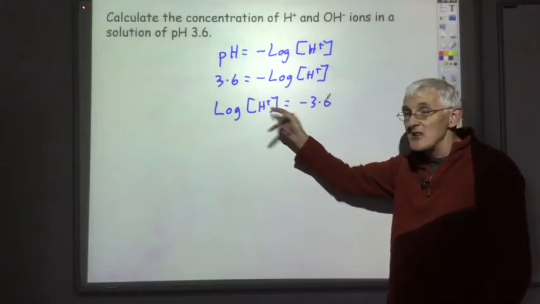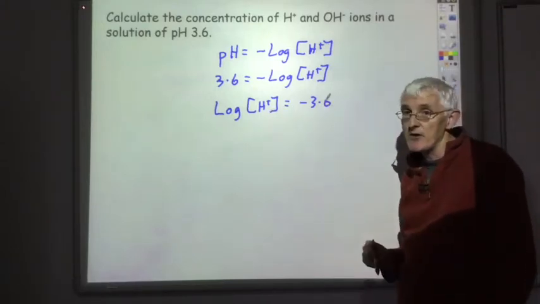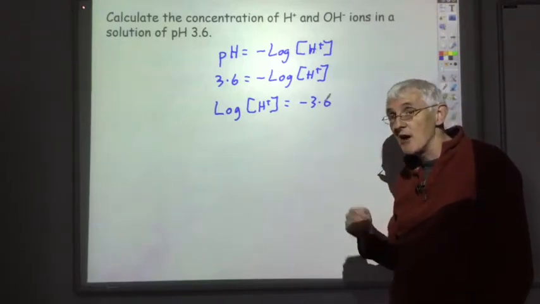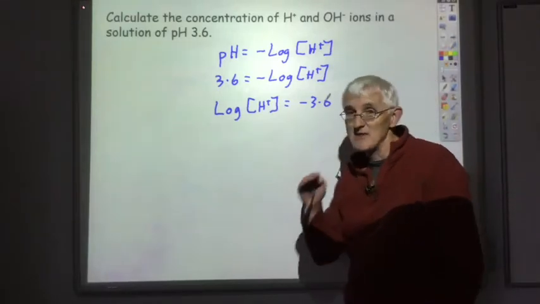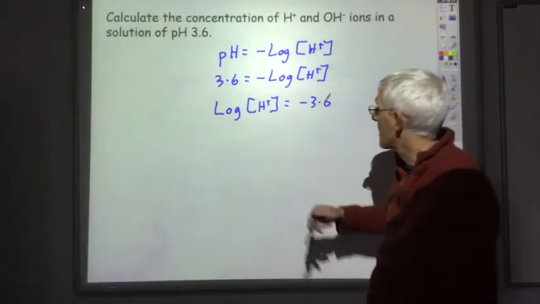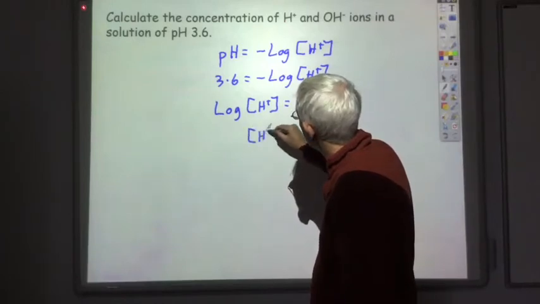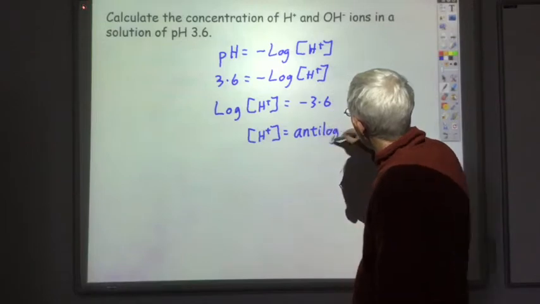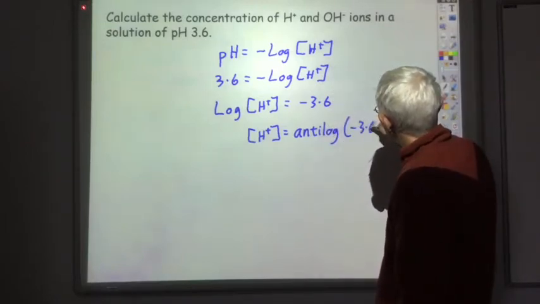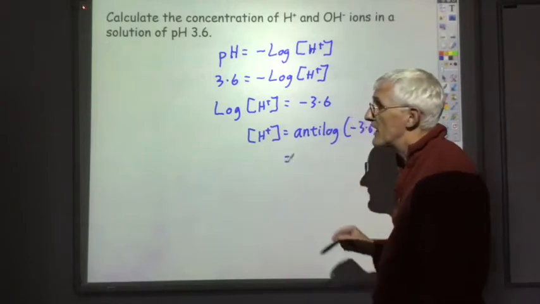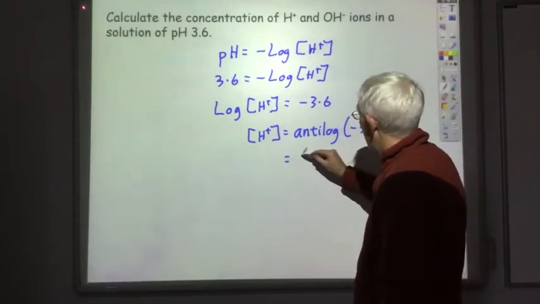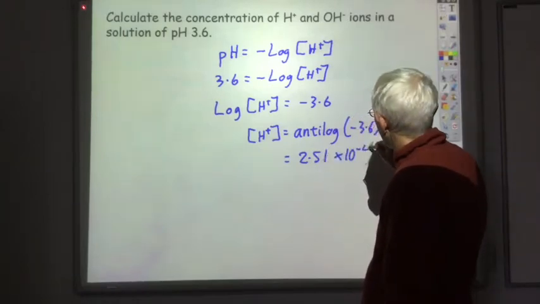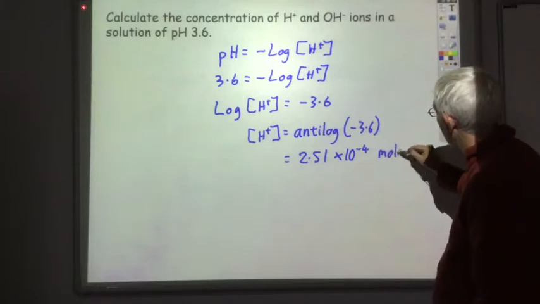So in order to get the hydrogen ion concentration, you have to take the anti-log of 3.6, and you need to learn using your calculator how you can work out anti-logs. Usually it's sort of an inverse log function. So the hydrogen ion concentration is the anti-log of negative 3.6, which comes out at 2.51 times 10 to the minus 4 moles per litre.